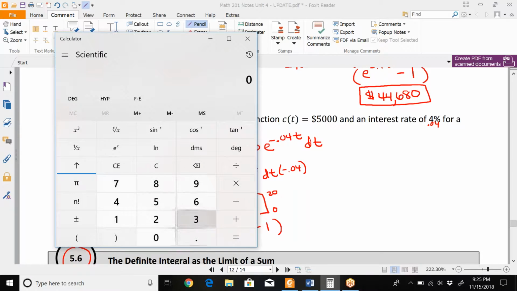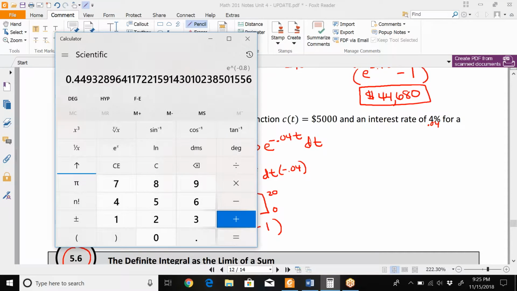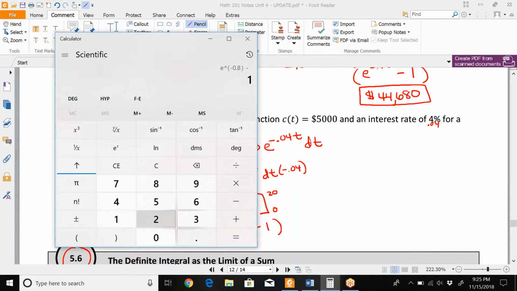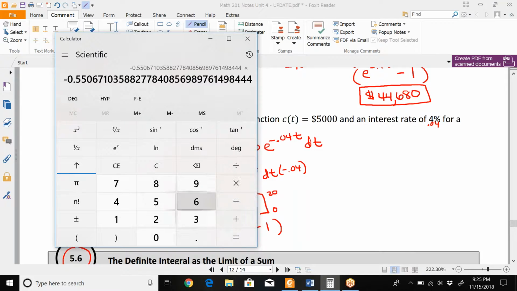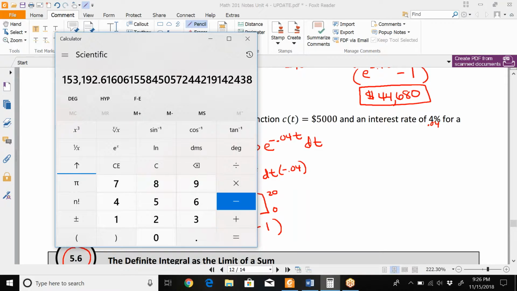So this is 0.8, and that's negative with an e, and then minus 1, times that by the e to the 0.8, and then 125,000, that is negative. That gives us 153,193. So that's quite a bit of money.